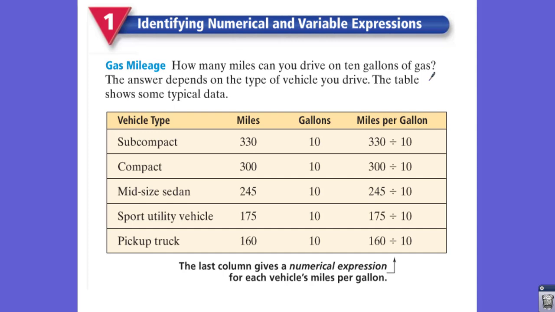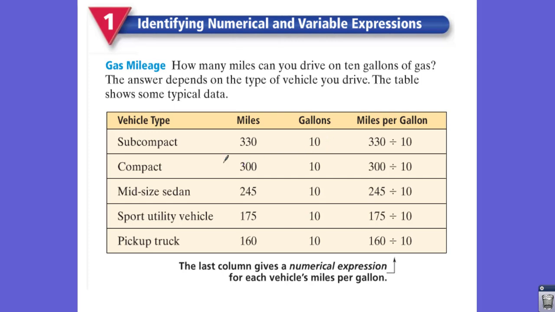Okay, this is a little chart that details the different types of sizes of vehicles and how many miles per gallon they get. It says, how many miles can you drive on 10 gallons of gas? It's the basic question. The answer depends on the type of vehicle you drive. This table shows some typical data. Subcompact, which is kind of a small car, 330 miles on 10 gallons. So that's pretty good. It's getting 33 miles to the gallon.